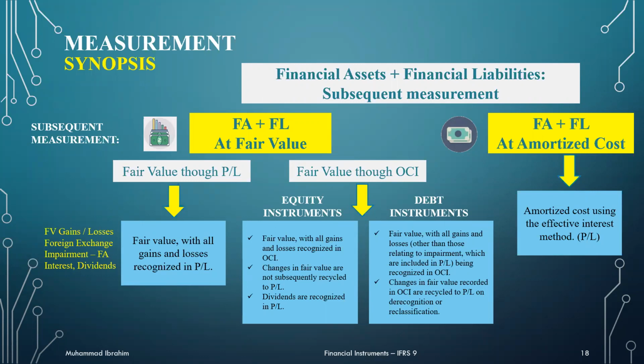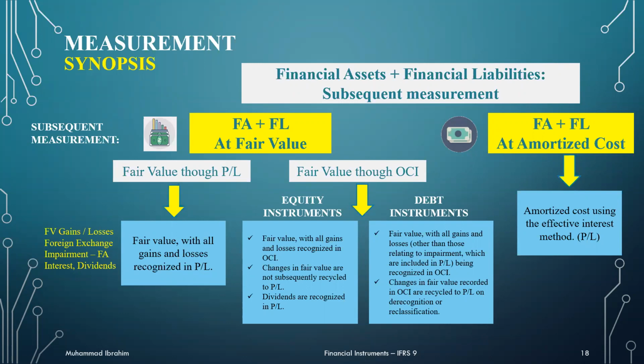Simple and very easy. This is the subsequent measurement for any financial asset which you have classified as fair value through profit or loss. Come towards fair value through other comprehensive income. There can be two types of instrument, as I mentioned earlier in the session: debt instruments and equity instruments. This summary will give you clear guidance: if you have an equity instrument which you have classified through OCI, then the fair value with all the gains and losses is recognized in OCI, changes in fair value are not subsequently recycled to P&L, and dividends are recognized in P&L.